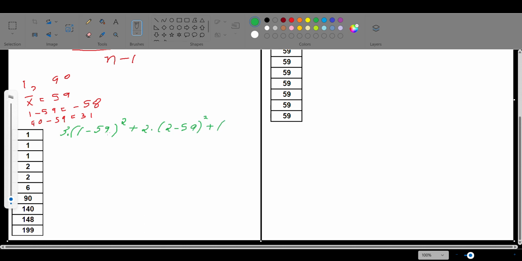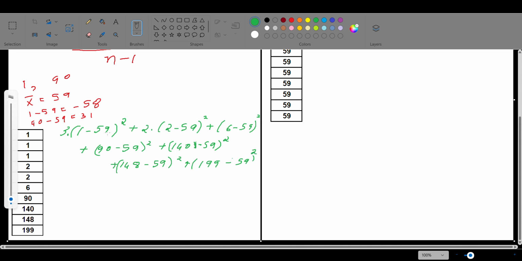plus 6 minus 59 the whole square plus 90 minus 59 the whole square plus 140 minus 59 the whole square. Sorry. Plus 148 minus 59 the whole square plus 199 minus 59 the whole square.